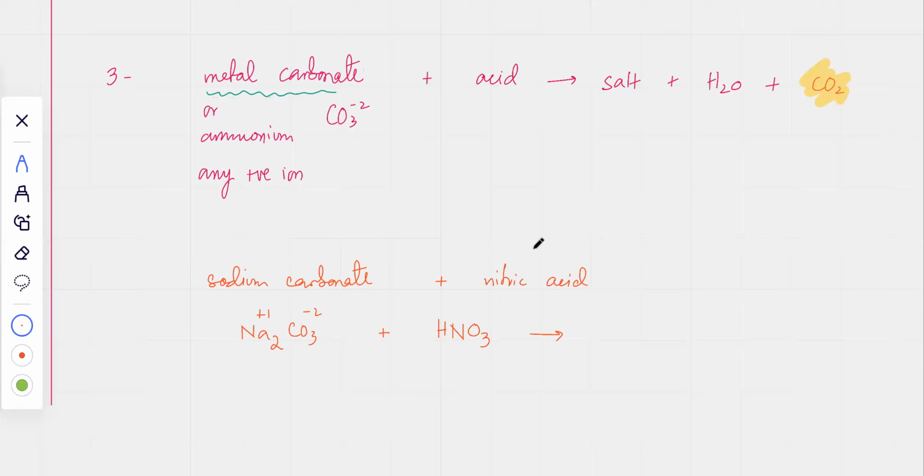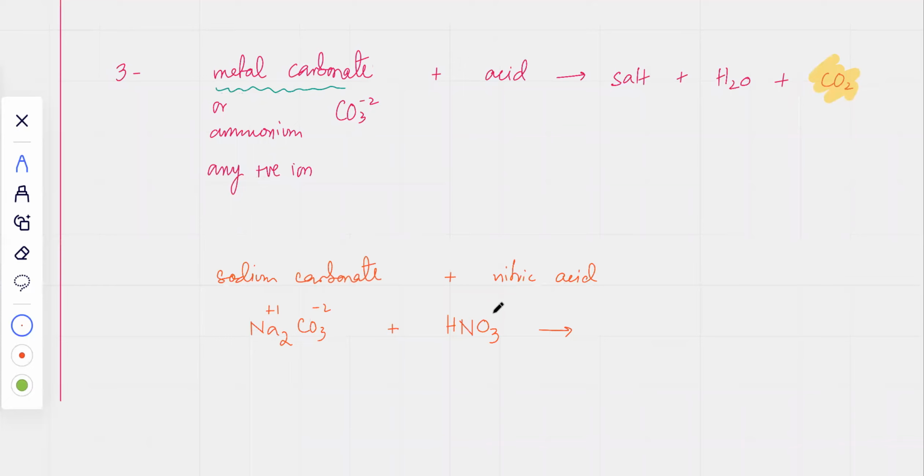So what's going to be produced? A salt is going to be produced in exactly the same way. Replace the H with what? I mean, what would be the salt? Sodium nitrate. So the Na would take its place. It's going to be Na plus 1 and NO3 minus 1. Plus, there's going to be water and carbon dioxide.